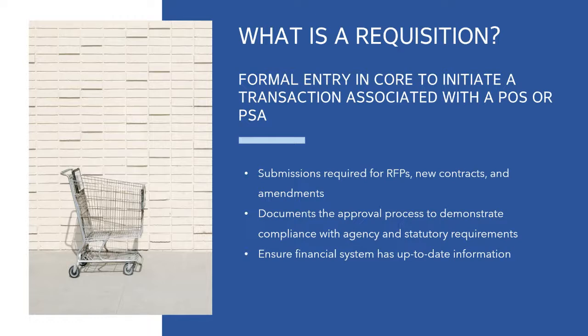And this requisition process allows us to document that proper approval processes have been followed. That is a demonstration on our part as state employees that we're in compliance with agency regulations and statutory regulations. The requisition system also allows us to ensure that the information associated with a contract is up to date in Core CT. And since Core is the financial system of record, it's really important that that is all accurate and up to date. Next slide, please.